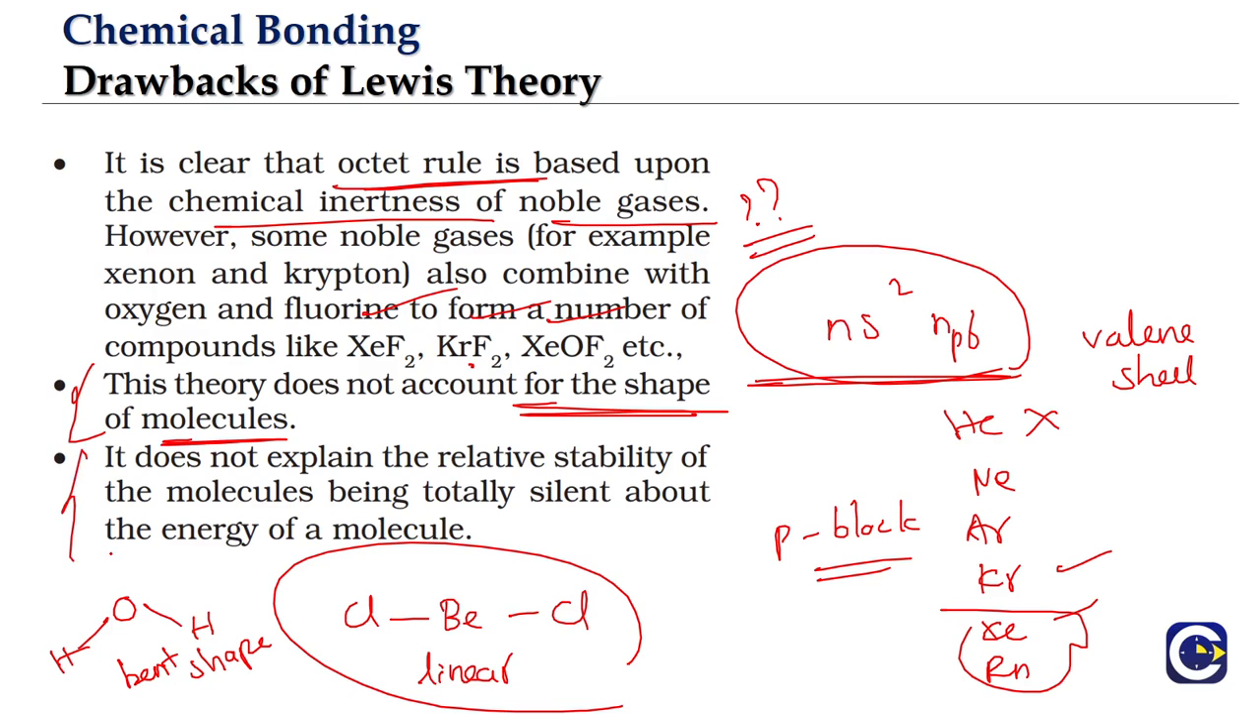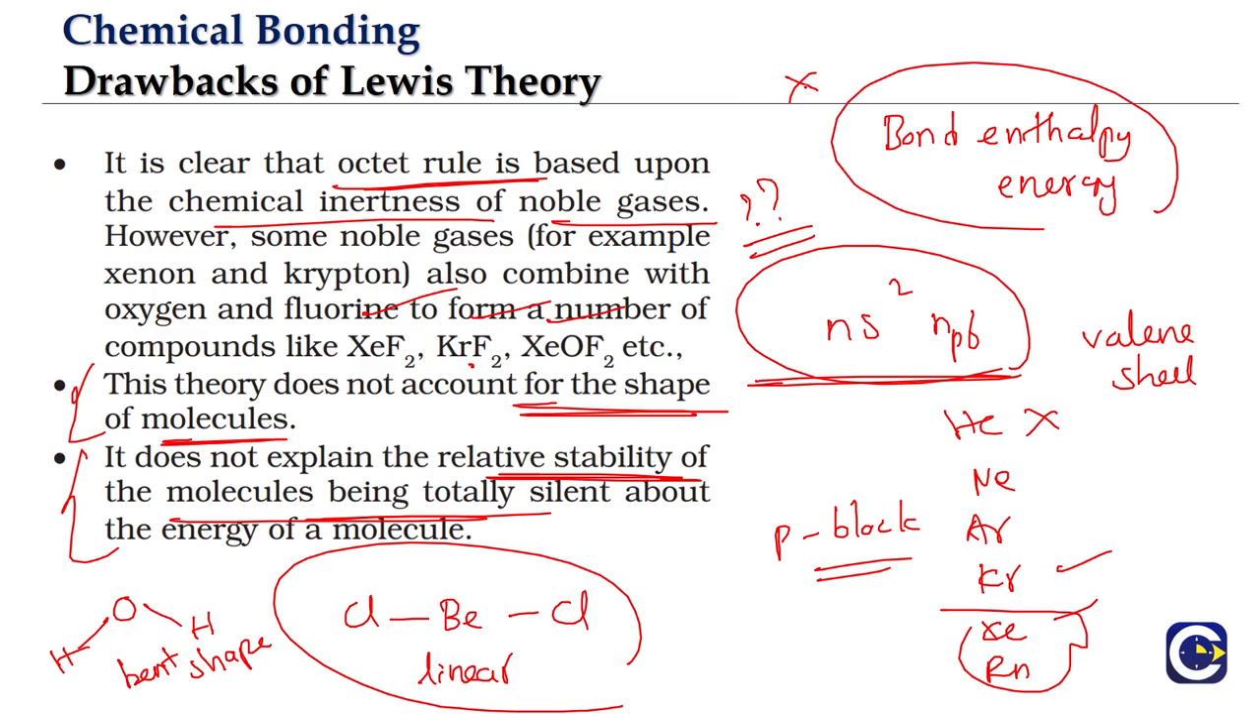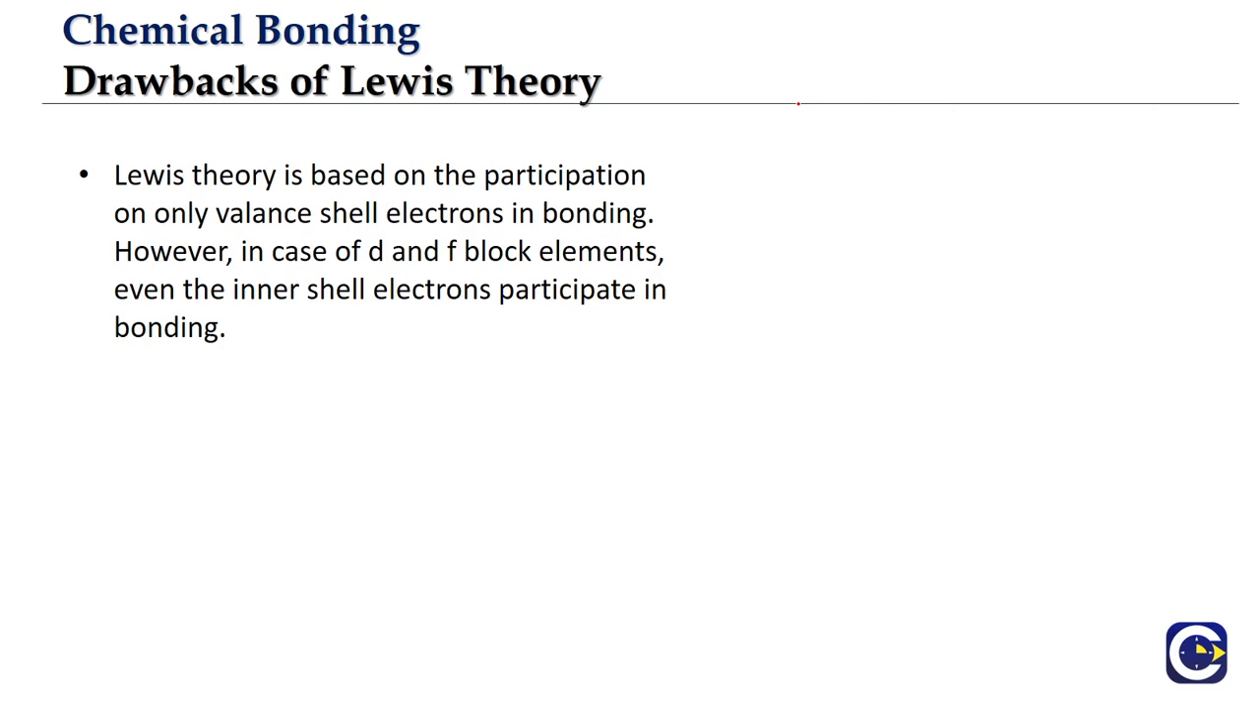And it does not even explain the relative stability of the molecules. The stability of the molecules is explained by using the concept of bond enthalpy or bond energy. It is basically the energy required to break a bond. So this aspect also is not touched upon by the Lewis theory. Lewis theory doesn't talk about the shapes of molecules and also the stability of the bonds, which we will measure in terms of bond energy or bond enthalpy. We have a separate video on these bond parameters, where we will discuss these things in detail.